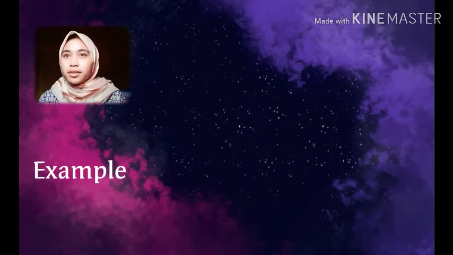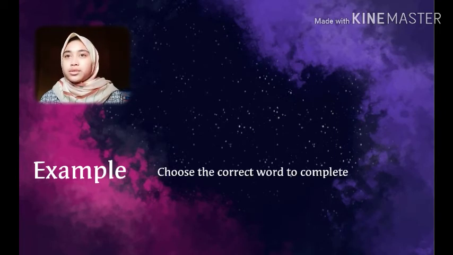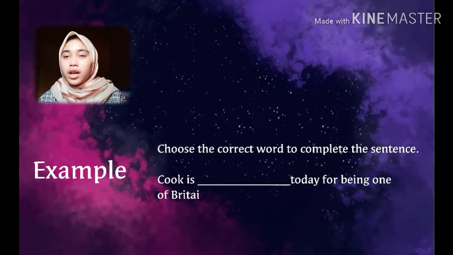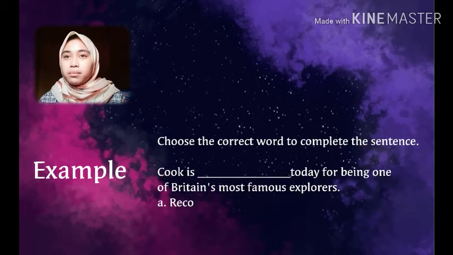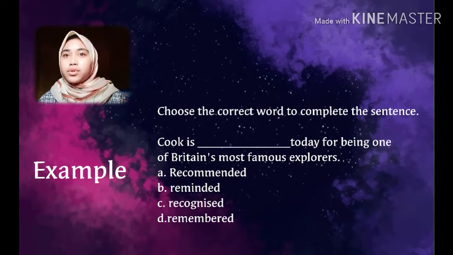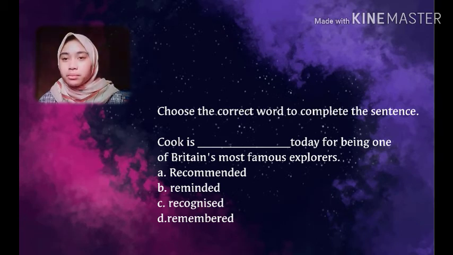An example of multiple choice. Choose the correct word to complete the sentence. Cook is blah blah blah today for being one of Britain's most famous explorers. A. Recommended. B. Reminded. C. Recognized. D. Remembered.